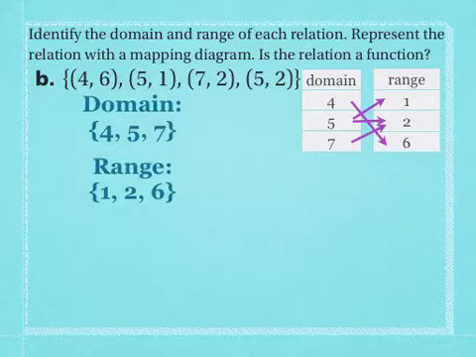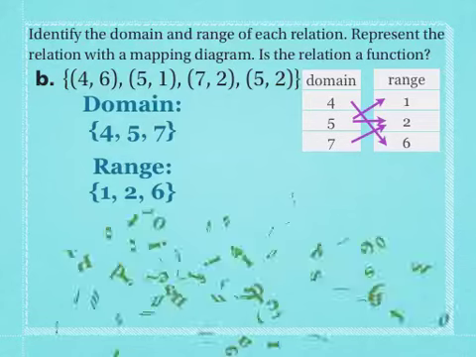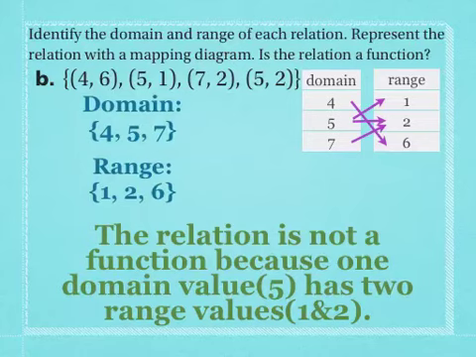If you notice in this mapping diagram, the domain value 5 has 2 arrows going from it. One is going to range value 1, the other is going to range value 2. Because the domain value 5 has 2 range values, 1 and 2, the relation is not a function. There's arrows going from 5 to 1 and 5 to 2. So this relation is not a function.